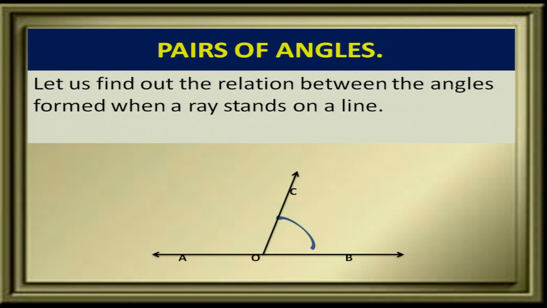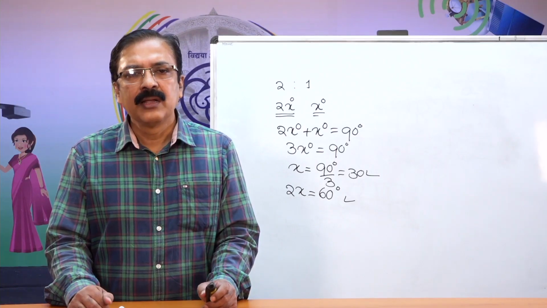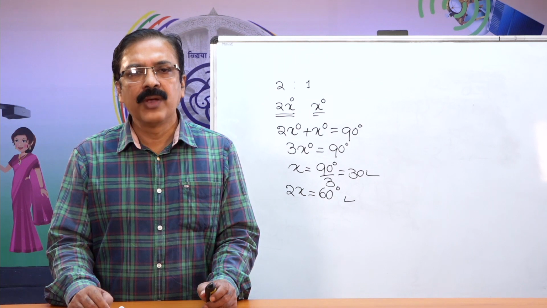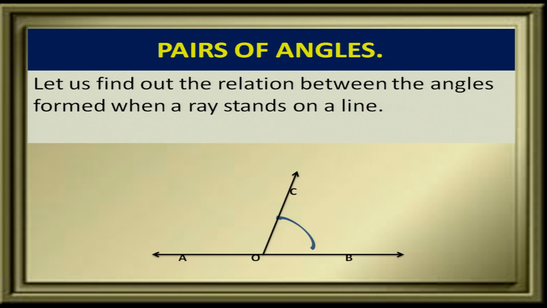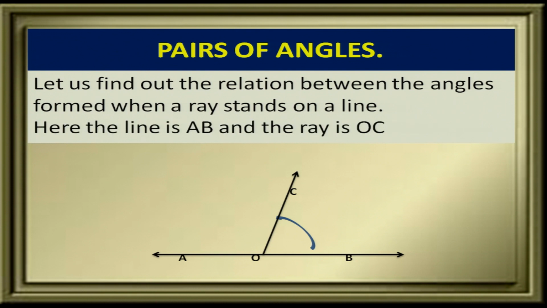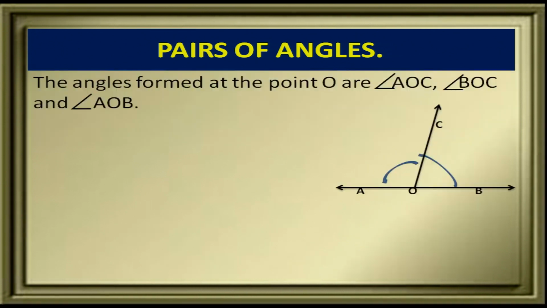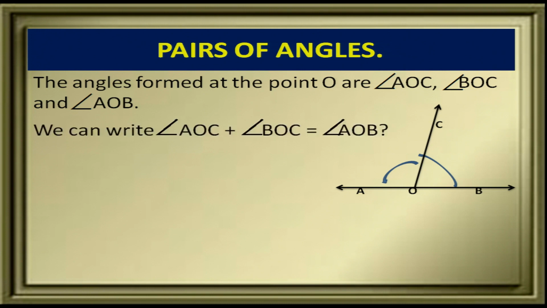Let's find out the relationship between the angles formed when a ray stands on a line. Here in this figure you can see AB is a line and OC is a ray. Now what are the angles formed here? The angles formed at O are AOC, BOC and AOB. Then what is the relation between these?